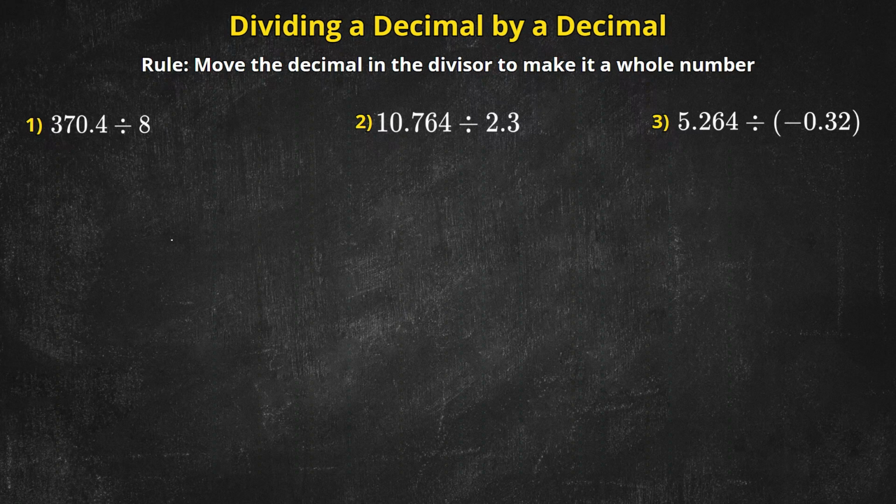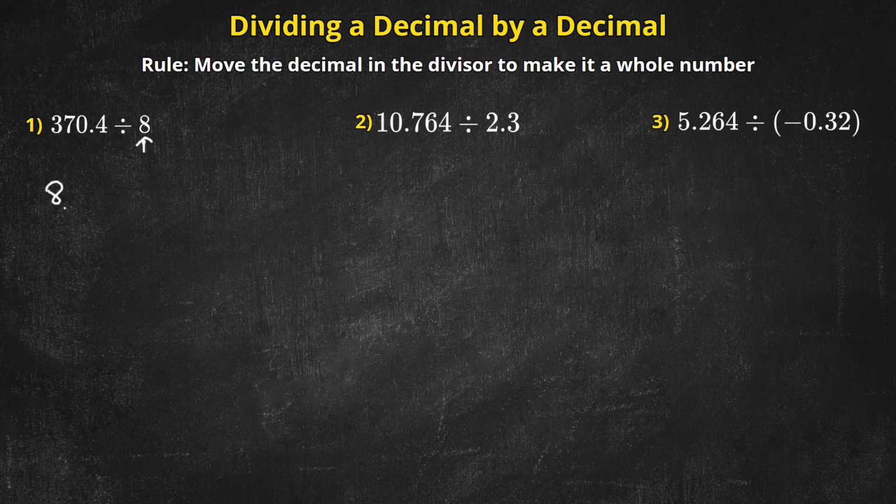In this video, we're going to practice dividing a decimal by a decimal, and the only rule we need to follow is that we need to move the decimal in the divisor to make it a whole number. Now, you're asking yourself which one is the divisor. So the divisor is on the right side of the division symbol. Now, the divisor needs to be a whole number. This first problem over here, 8 is a whole number.